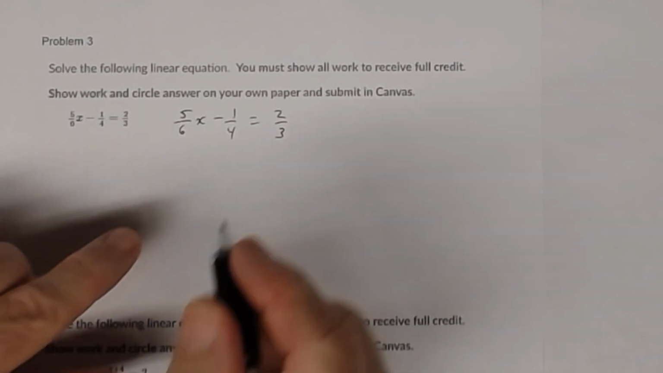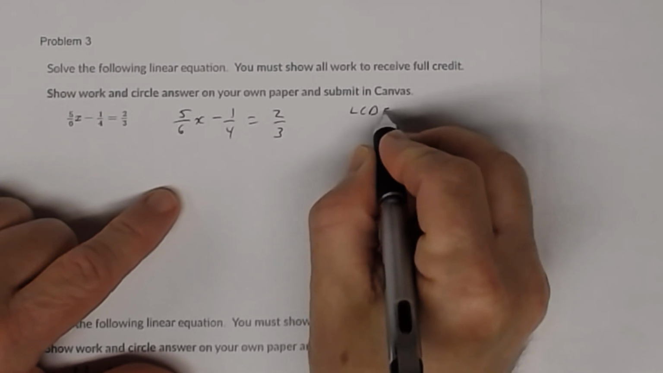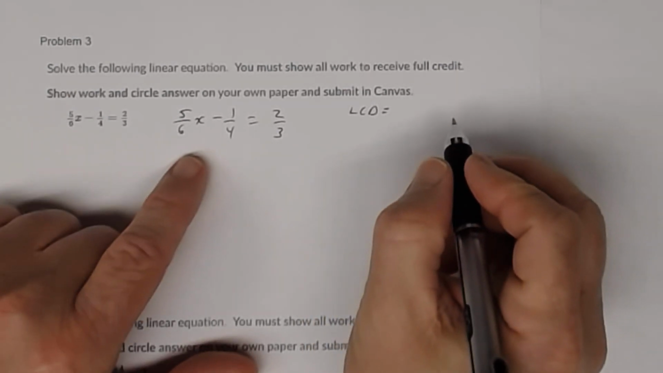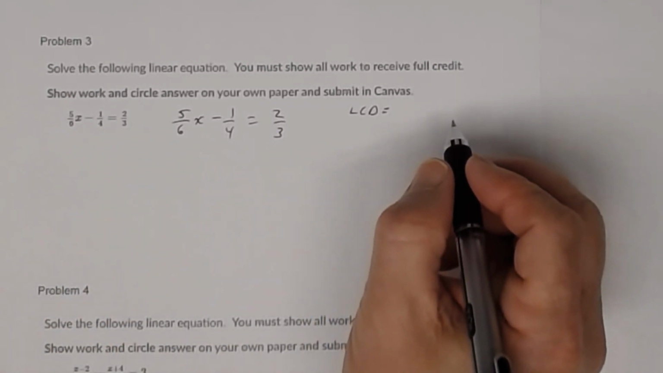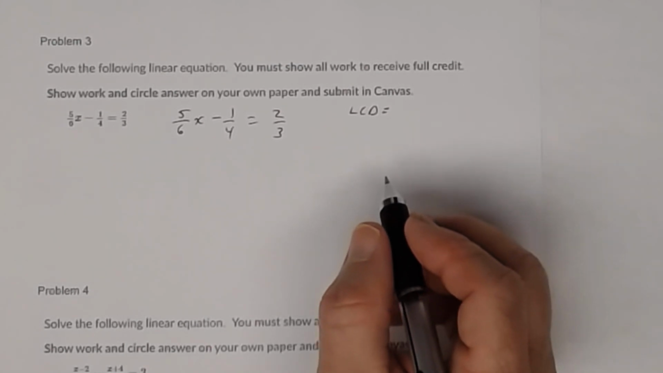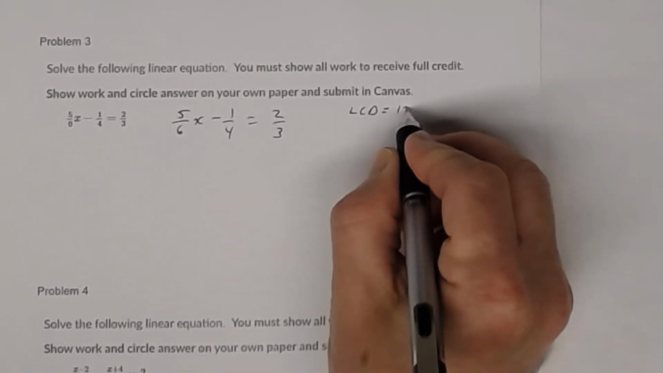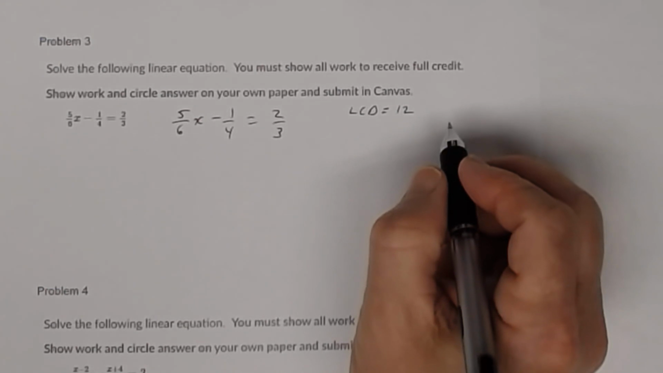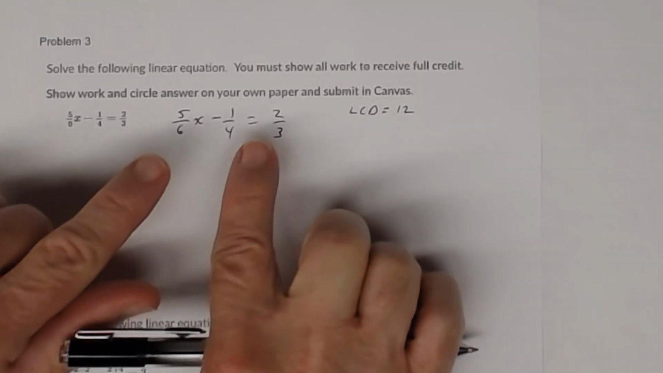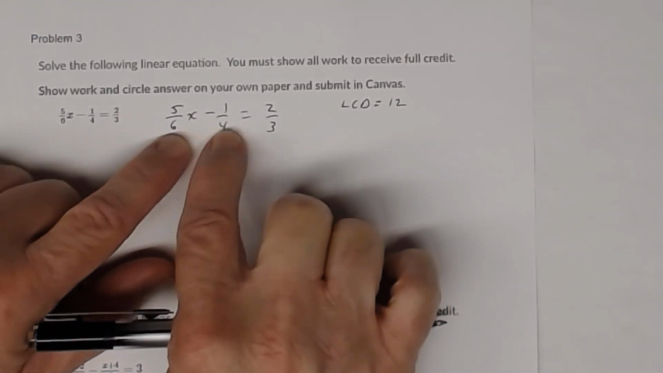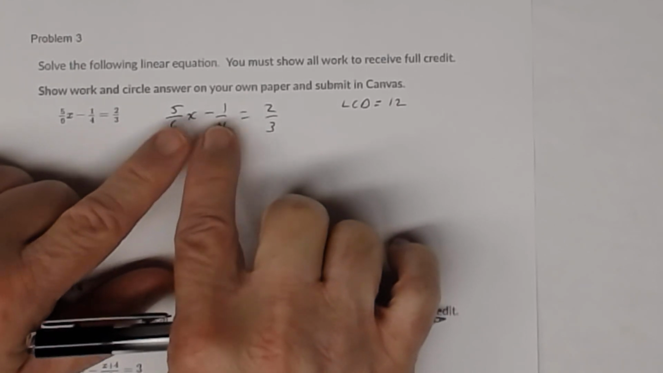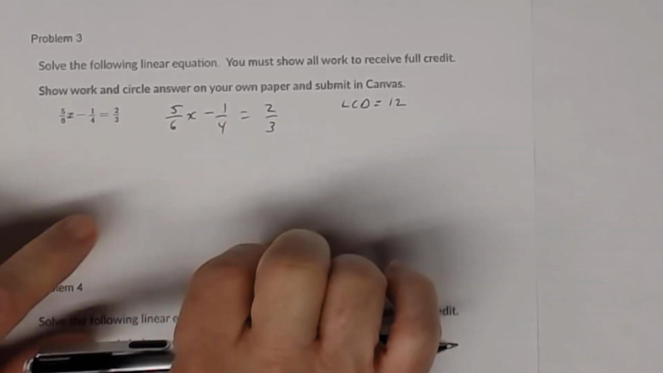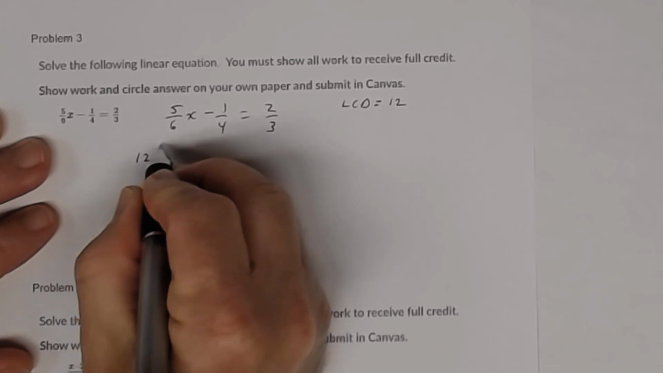So we're going to multiply both sides by the least common denominator. So the least common denominator of 6, 4, and 3 is 12. So I'm going to go ahead and multiply both sides by 12. Now notice on this left-hand side I have two terms here. So both of those terms need to be multiplied by 12. So I'm going to put that in parentheses or brackets.